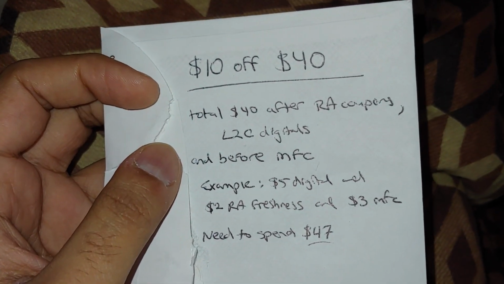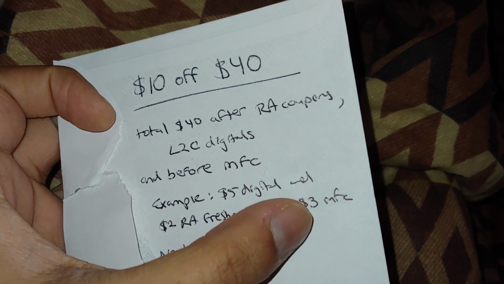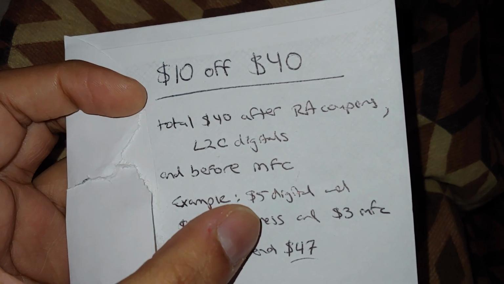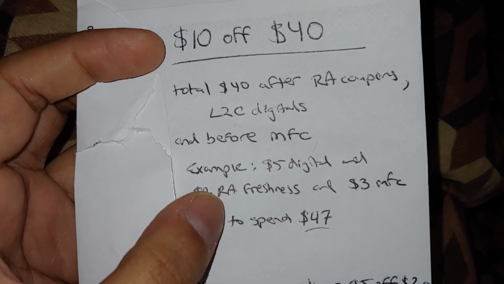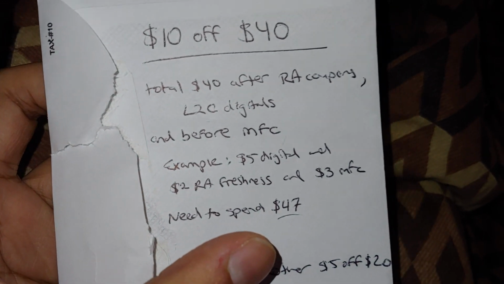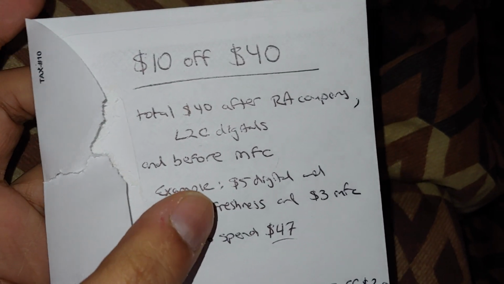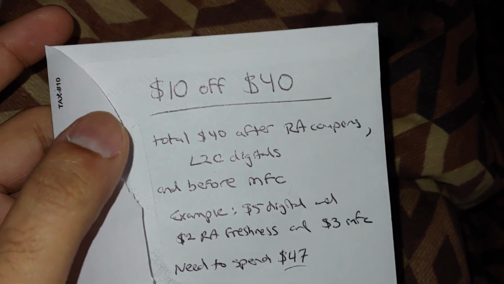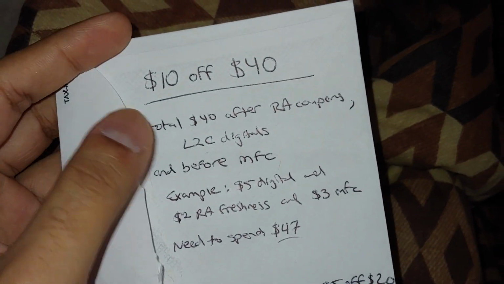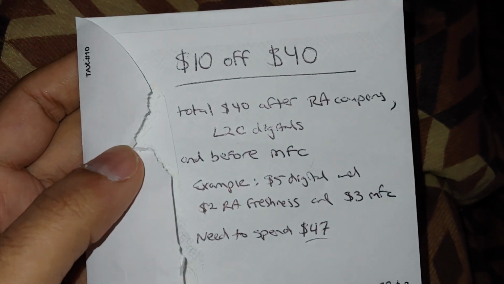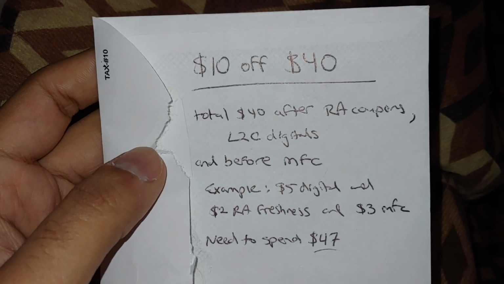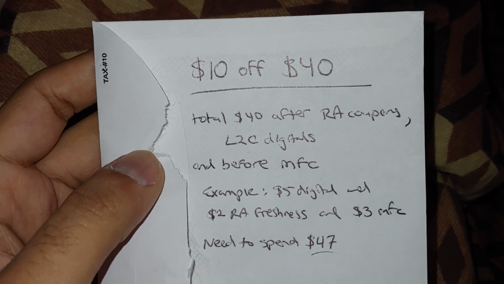Okay, so that's why you can see I did not count that into the need to spend total, because I said that you need to count load to cards and you need to count the Rite Aid freshness coupon beforehand. So that's $47 minus 2 minus 5, which is 40, and then you get $10 off, right? That'll be $30, and then you can use as many manufacturer coupons as you want to, and you can earn the bonus cash, right? So it's very, very simple.